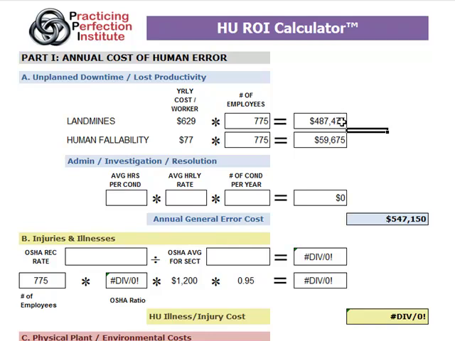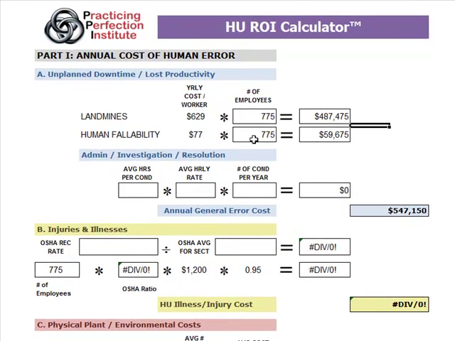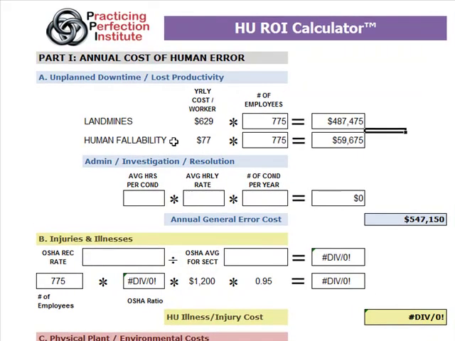You'll see that this automatically does the math for you. You'll notice the number 775 also appears in the line below to give us a calculation for human fallibility. So just one more quick explanation. If 84 to 94% of all human error is caused by landmines, then the other 6 to 16% is simply due to the fact that human beings are fallible. On any given day, any one of us can make a mistake. So if you do the math, that comes out to $77 per year. So those are added up.